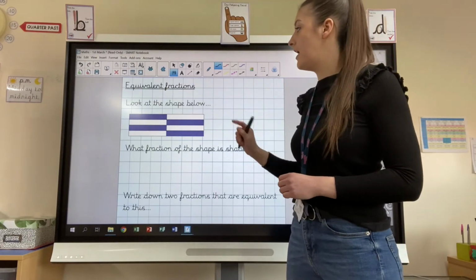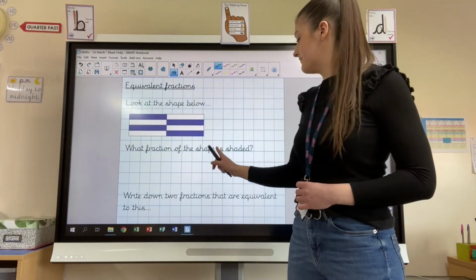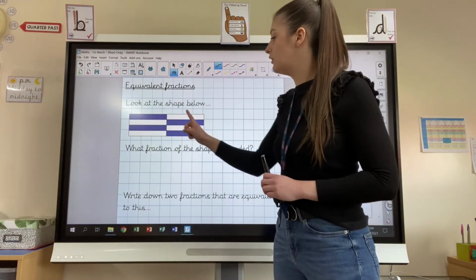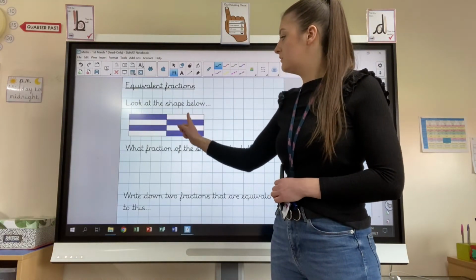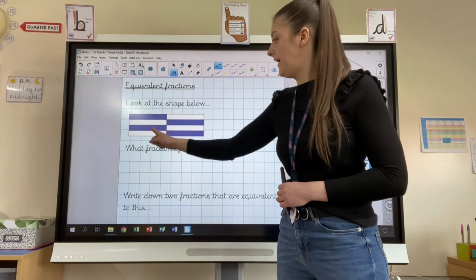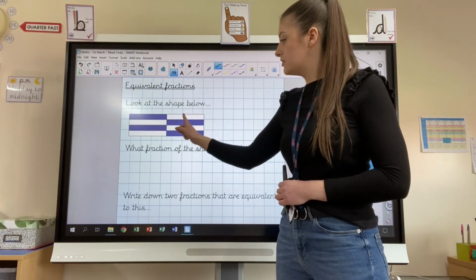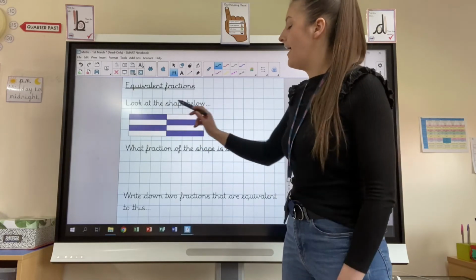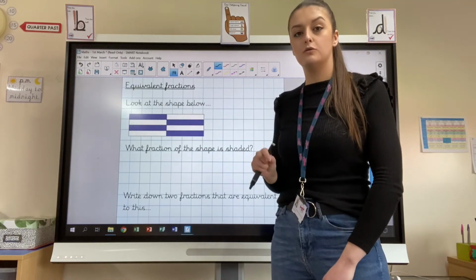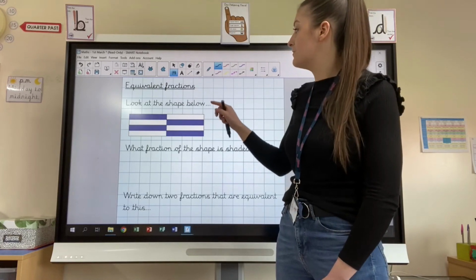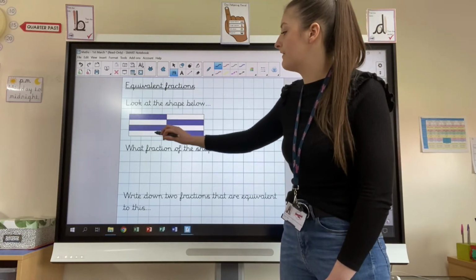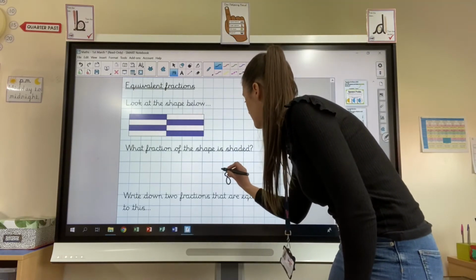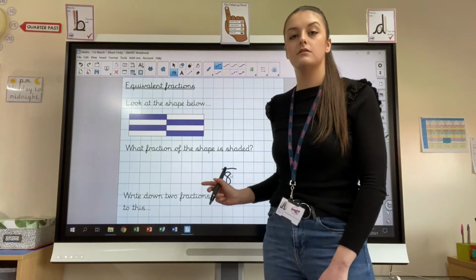So my shape below, what fraction of the shape is shaded? So we're going to really understand that first. Now if you have a look, we've got 1 shaded, 1 not. There's a bit of a pattern going on there. So 1 shaded, 1 not, 1 shaded, 1 not, and so on. So how many parts have I got all together? How many equal parts has my shape been split into? 1, 2, 3, 4, 5, 6, 7, 8. So my denominator is 8 because it's been split into 8 equal parts.